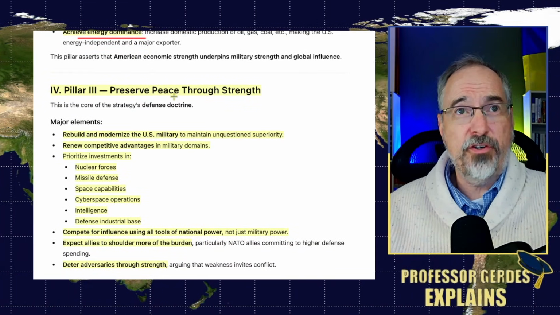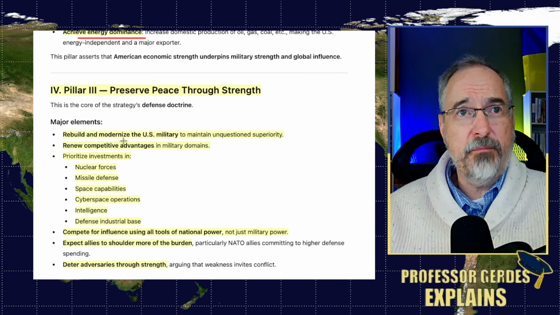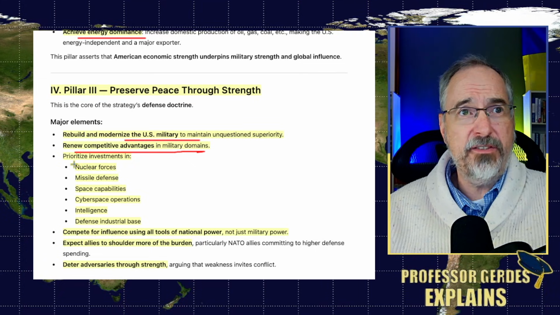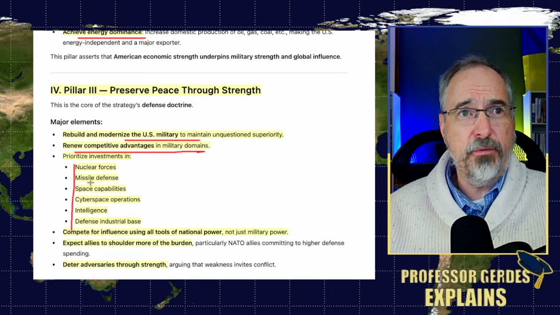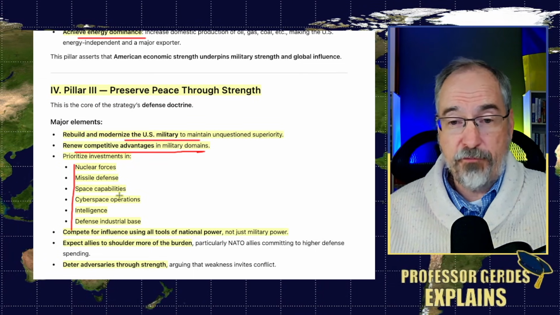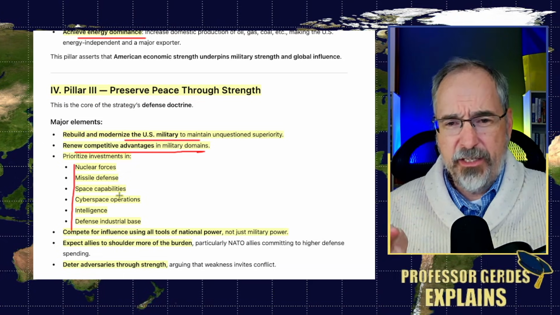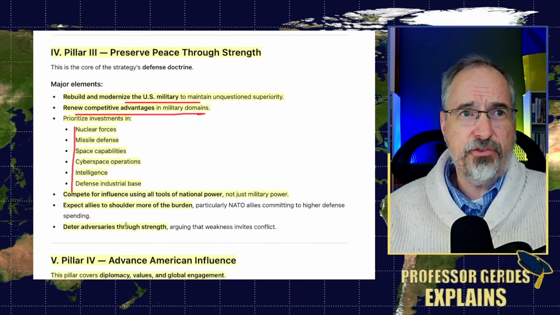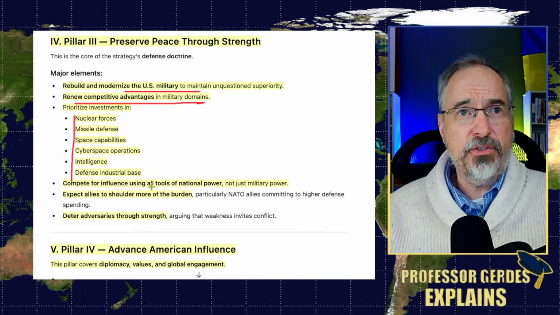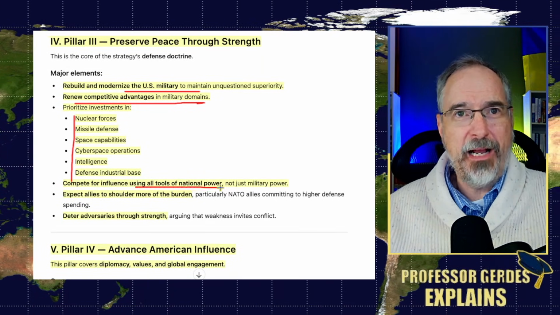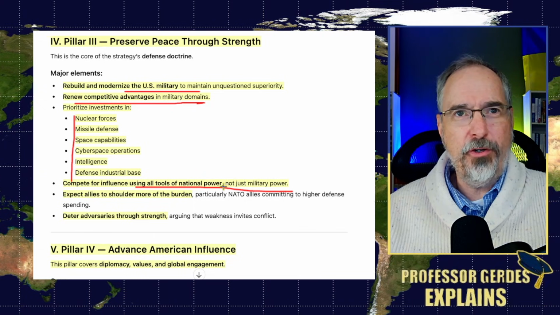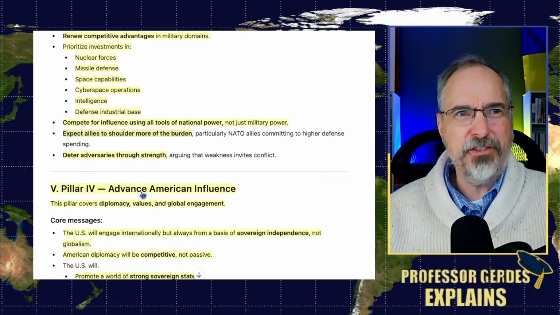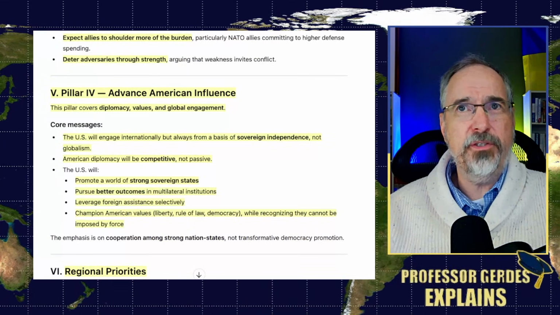Pillar 3, preserve peace through strength. Rebuild and modernize the U.S. military, renew competitive advantage in military dominance across all domains: nuclear, missile, space. And remember, during the first Trump administration, he created Space Force, cyber operations, intelligence, defense industrial base. Compete for influence using all tools of national power, not just military power. But we've kind of gutted those tools of national power in the current Trump administration.